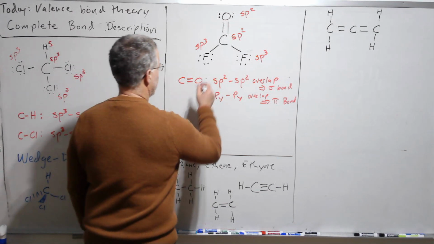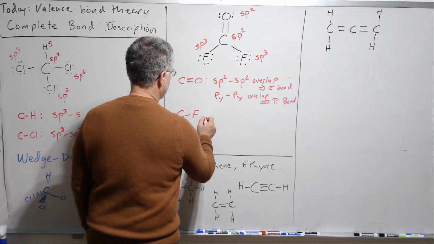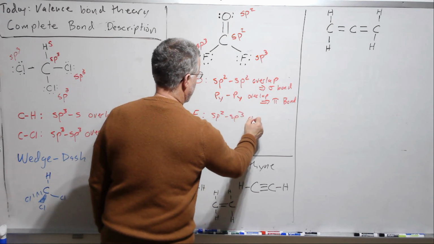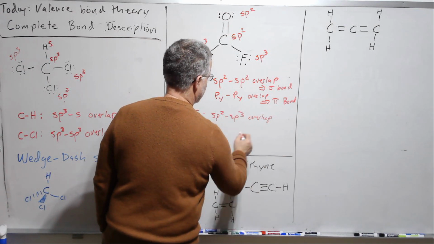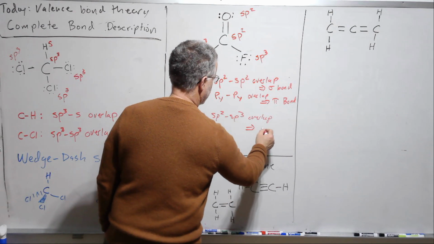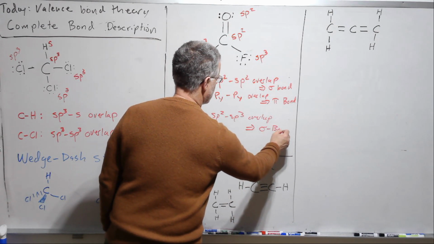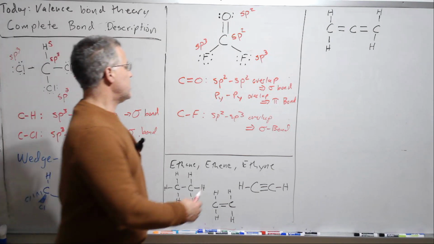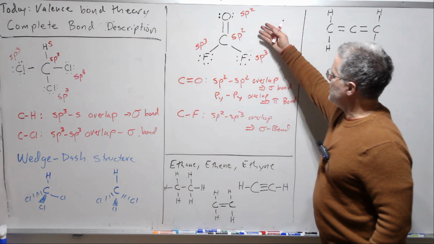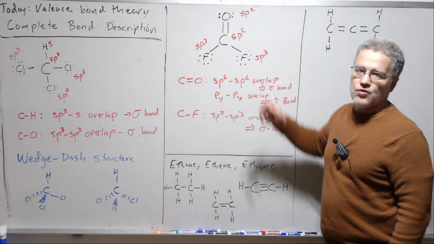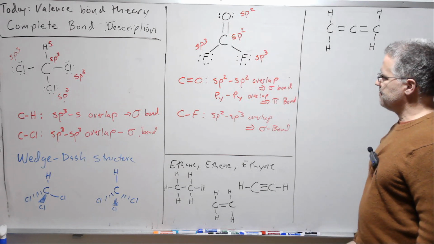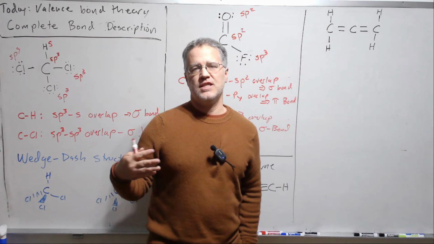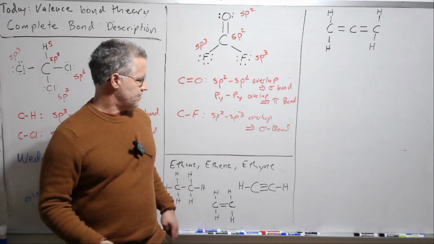Okay, now what else do we have? We have CF. This is going to be an sp2 sp3 overlap. And that is going to form a sigma bond. And there we have it. We have the complete bond description of this molecule, and this is its wedge dash formula. So if you can do this, then you've got that completely understood to the level of valence bond theory.